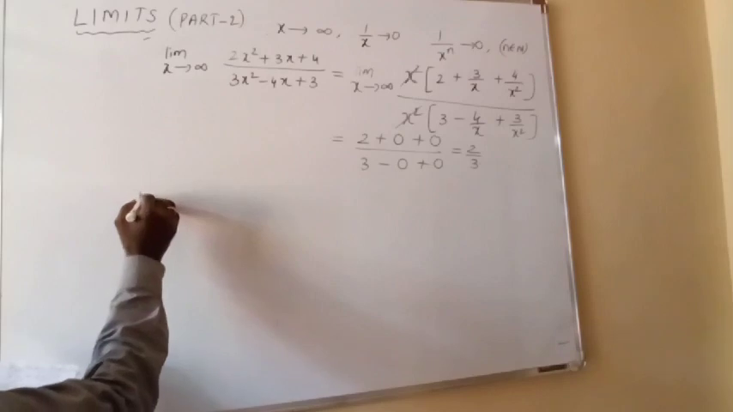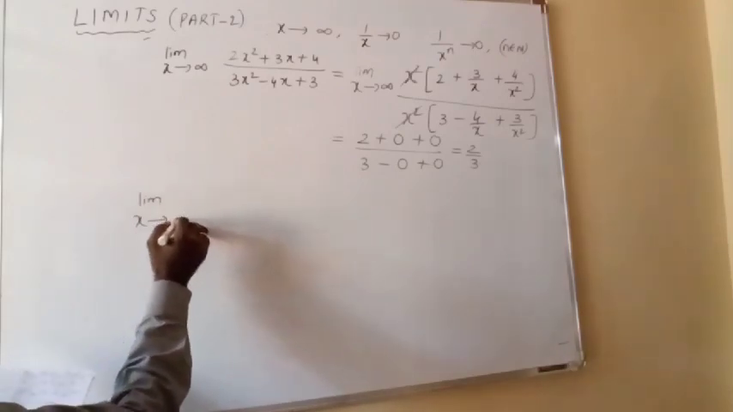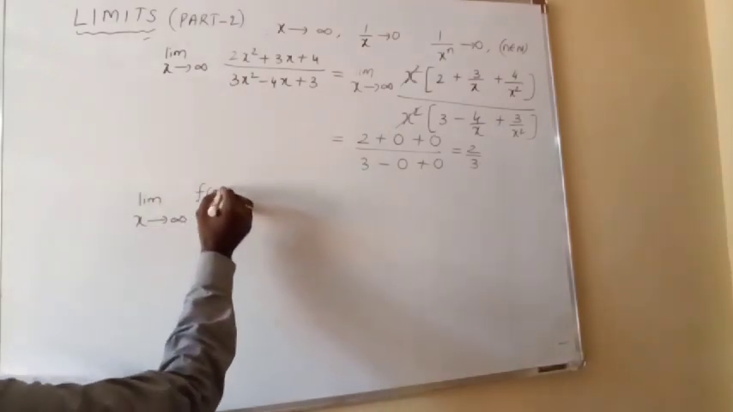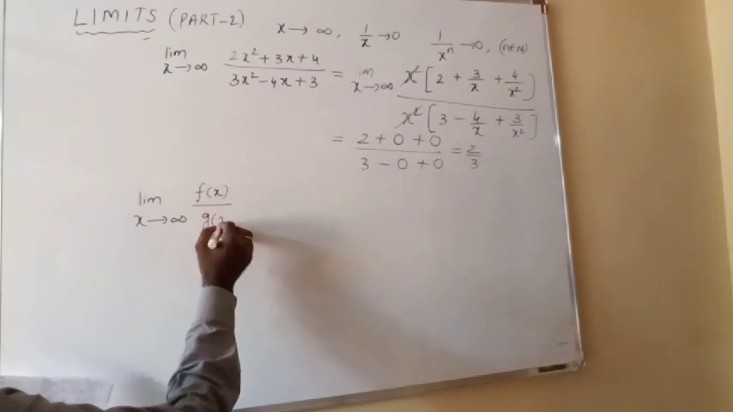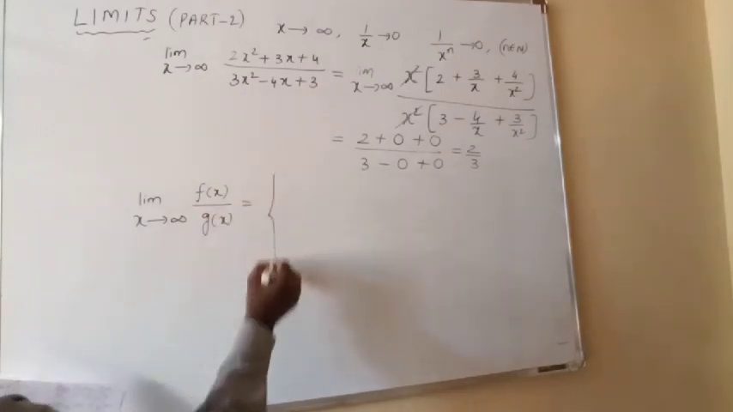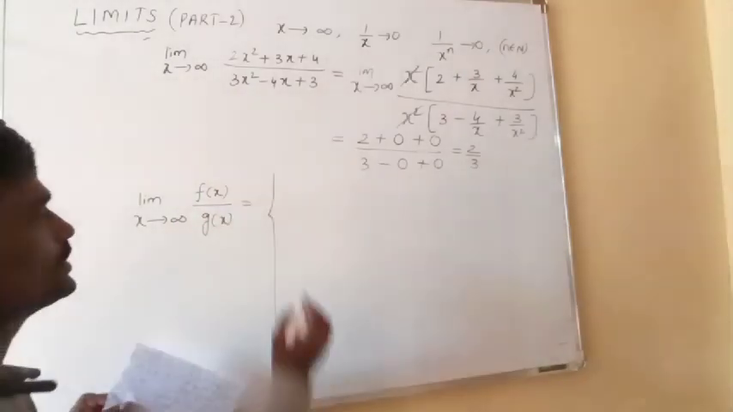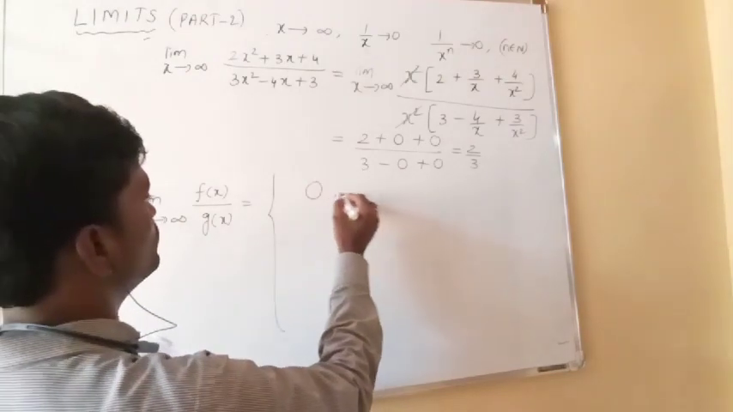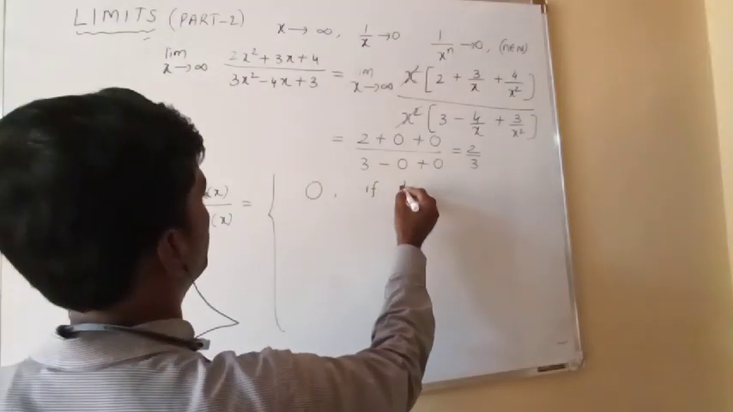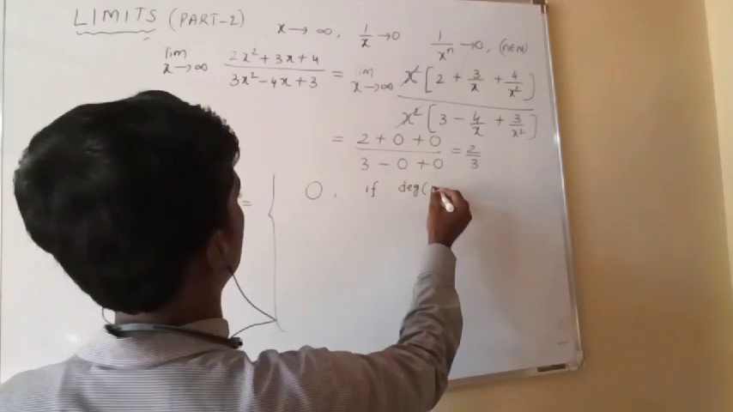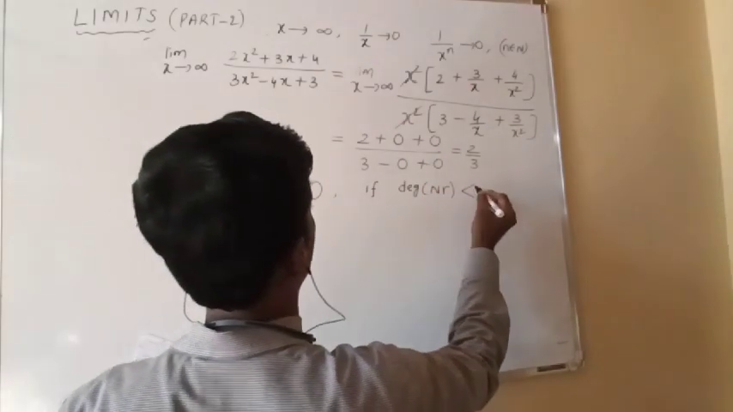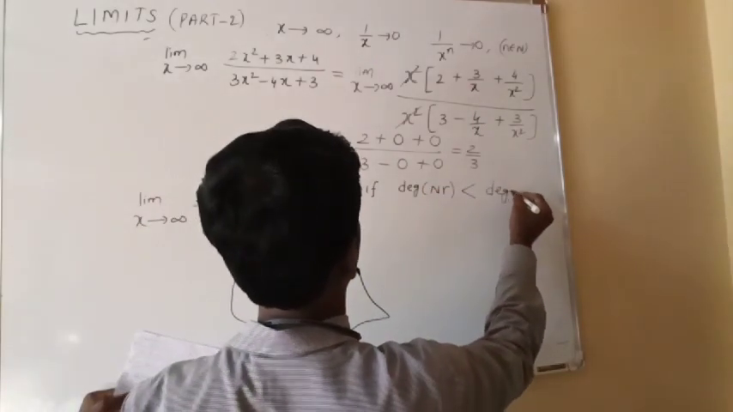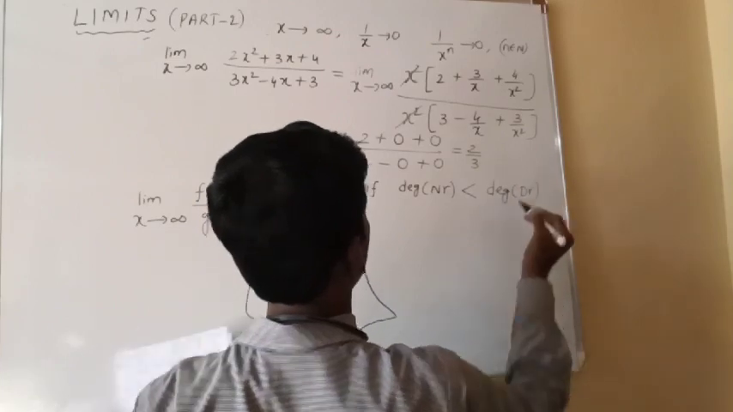Limit as x tends to infinity, f of x by g of x. The possible answers for this: first thing is 0 if the degree of the numerator, NR meaning numerator, is less than the degree of the denominator, DR meaning denominator.